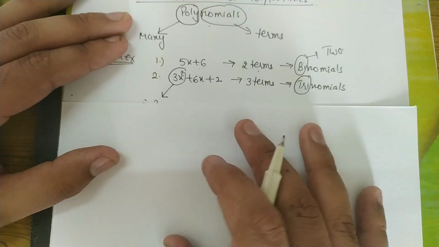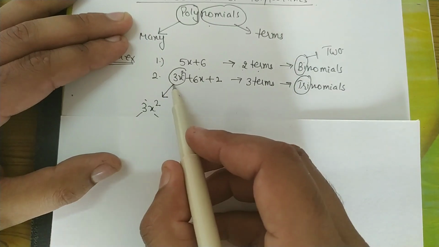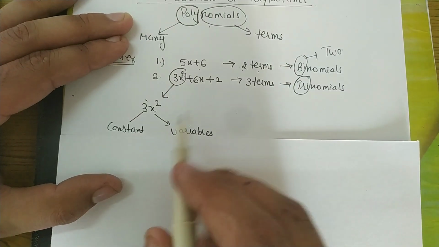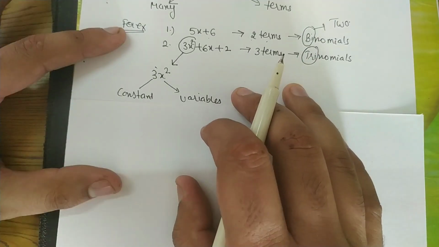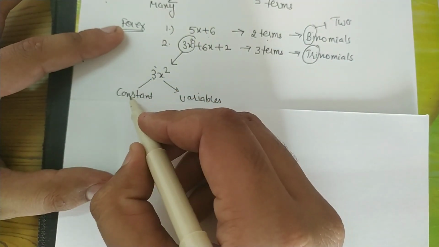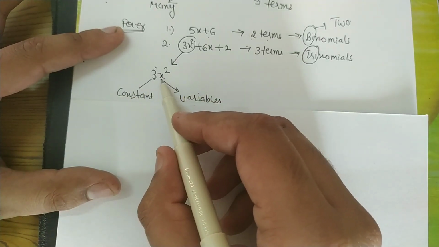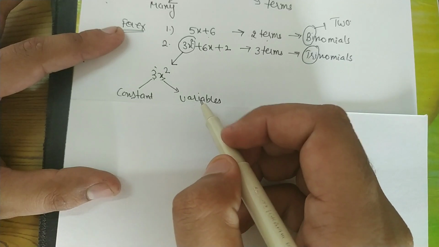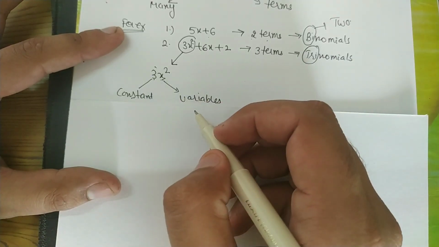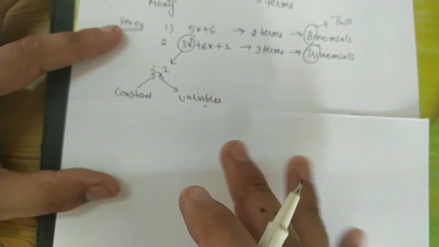Okay, so if you see the first term, each term consists of two parts. Each term, for example, I have taken 3x square. So one is called constant, its value never changes. And the other part, this portion, is called variable. X square is a variable, its value changes according to the question.